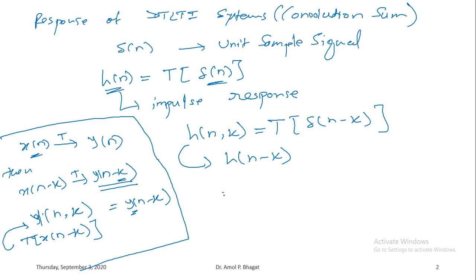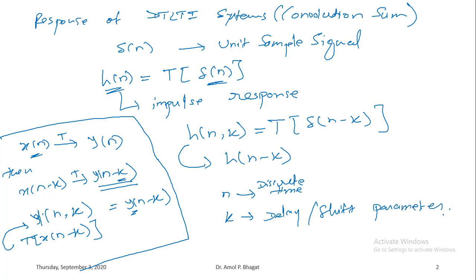Here, small n is the discrete time unit, and k is the parameter showing by how much we are delaying the input signal, that is del of n in this case. That is the delay or shift parameter. So we are delaying the unit sample sequence by k samples.